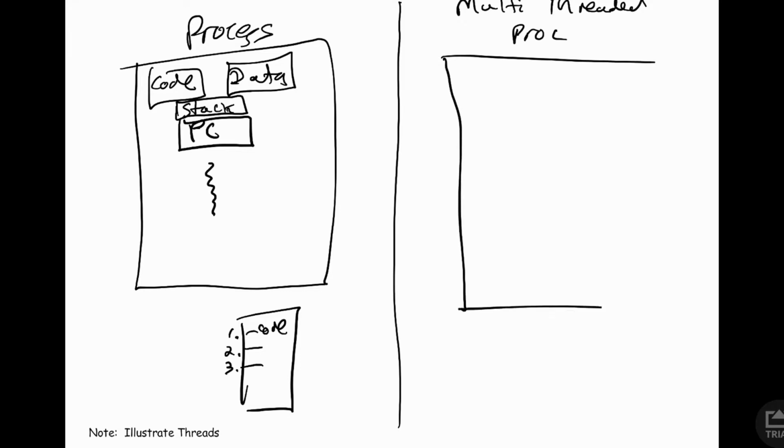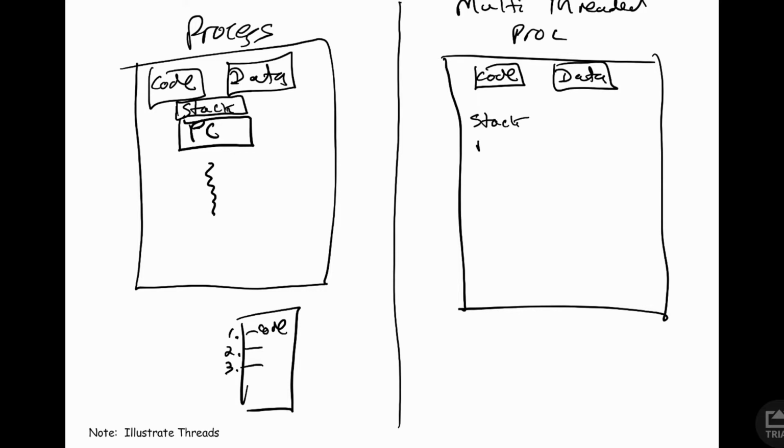So again, you have your code and you have your data, and then you have a stack and you have a program counter. That's one instance of your ability to execute code. You have another stack and another program counter. And then you have maybe another stack and another program counter. In this case, we have three sets of stack and program counter, and therefore we're able to execute three streams of instructions, right? Three different functions from within the same code.